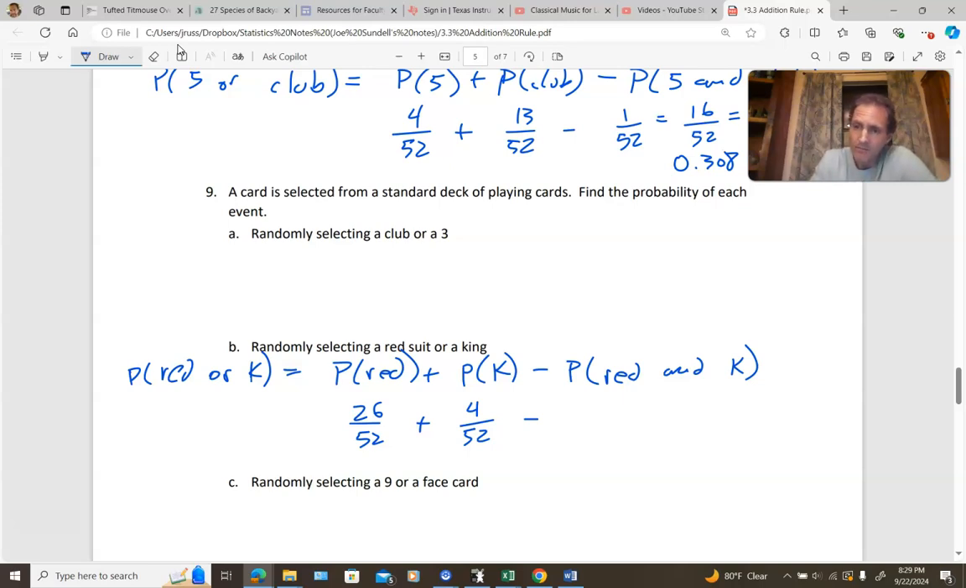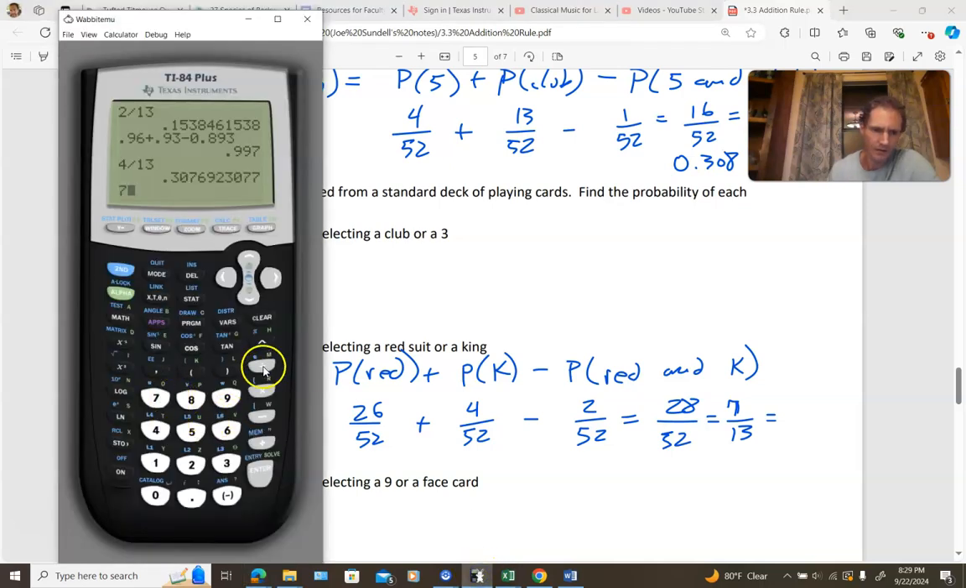there's more than just one red king. There are two. Okay, remember, for each denomination, I guess, there are two red and there are two blacks. There's actually two red kings, 2 out of 52. All right, so this would end up giving us 28 over 52, which I think simplifies to 7 over 13. So this is close, a little over half. So 0.538.